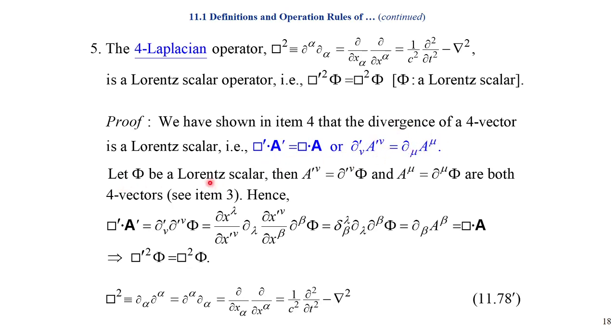Let phi be a Lorentz scalar. Then we can express a vector as a gradient of a Lorentz scalar. This vector is derived from a Lorentz scalar, and this one is also derived from a Lorentz scalar. They are 4 vectors. And once again, divergence of a 4 vector. So we can write it into this form. Just substitute everything to here.